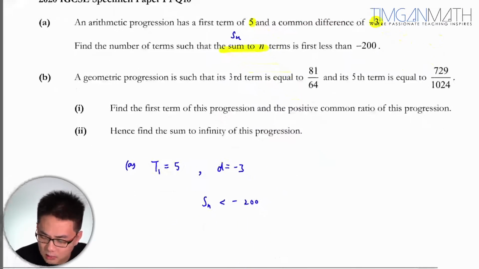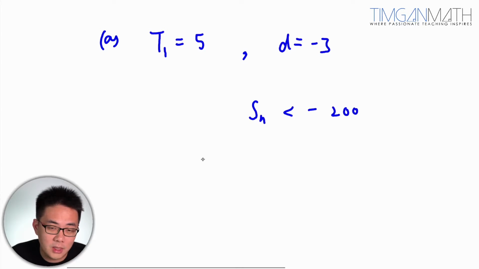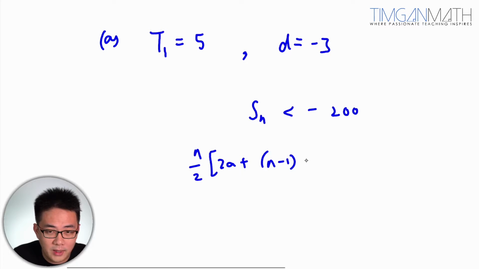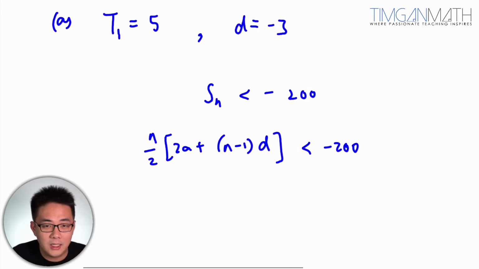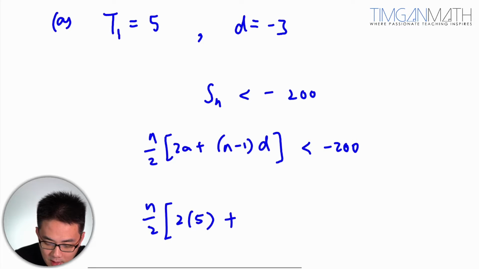I think that's pretty okay, this part here. What we're going to do is just use the formula for AP summation. You will have n over 2 times (2a plus (n minus 1)d), less than -200. In this case, n is what we need to find, and a is 5, the first term. So this would just be n over 2 times (2 times 5 plus (n minus 1) times -3), less than -200.